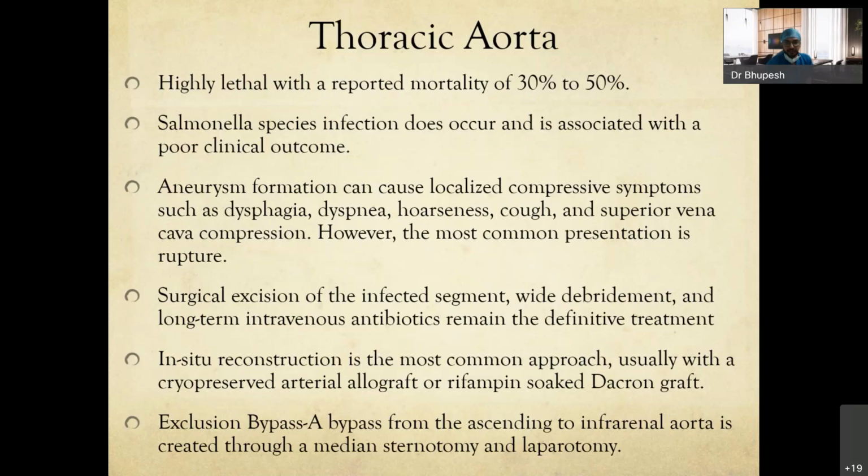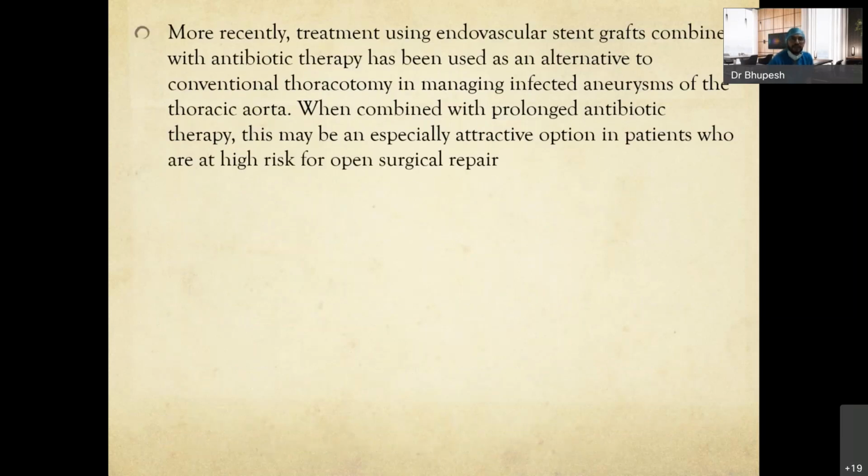In situ reconstruction is the most common approach, usually with a cryopreserved arterial allograft or rifampicin-soaked Dacron graft. Occlusion bypass, a bypass from the ascending to the infrarenal aorta, is created through a median sternotomy and laparotomy approach. More recently, treatment using endovascular stent grafts combined with antibiotic therapy has been used as an alternative to conventional thoracotomy in managing infective aneurysm of the thoracic aorta. When combined with prolonged antibiotic therapy, this may be an attractive option in patients at high risk for open surgical repair.